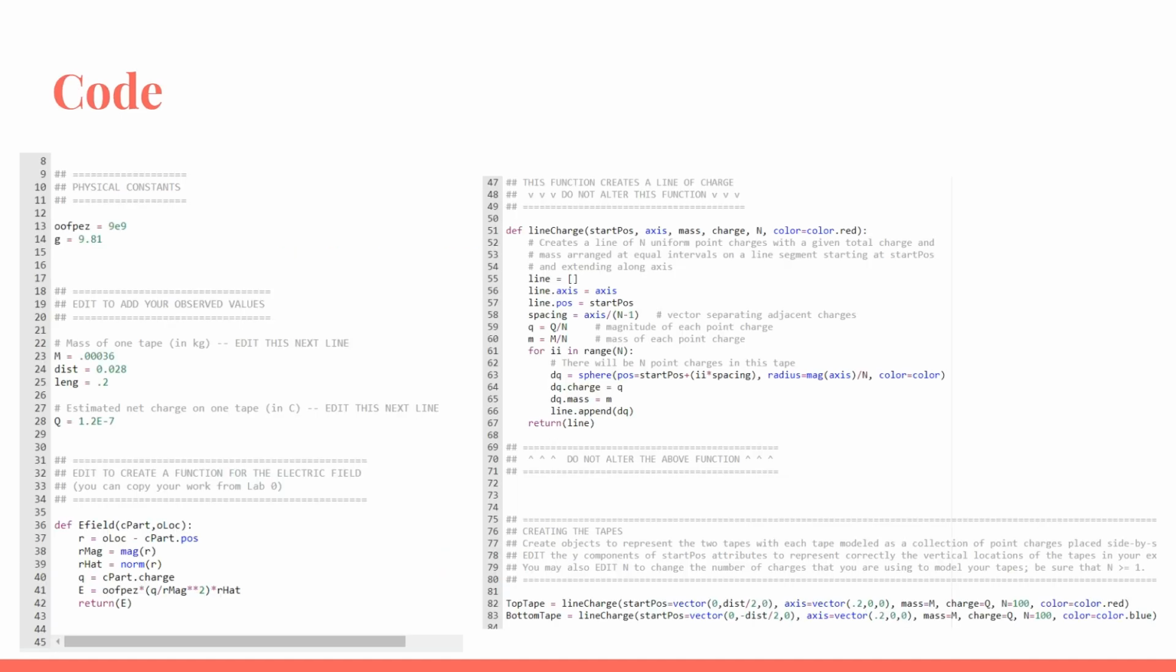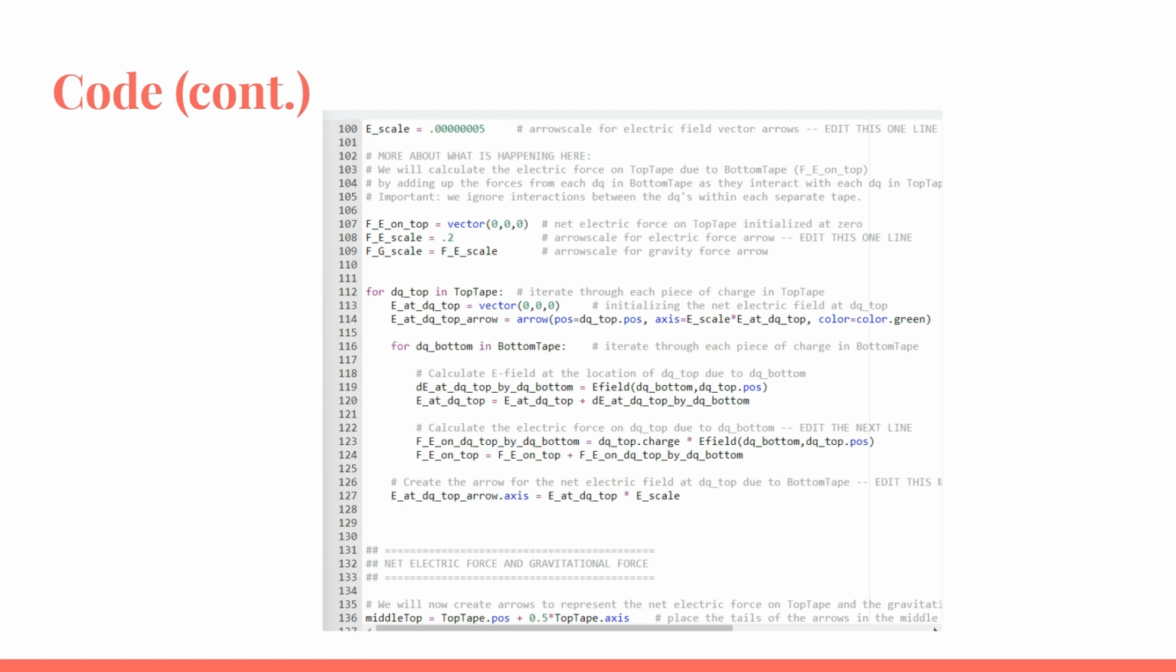So here's the code that I used. Starting at the top left, we have some constants and then the values we found from Lab 1. Then we defined our electric field, our line charge, as well as our top and bottom piece of tape. Continuing this, we set our scales for the electric field vector arrows, as well as the electric and gravity force arrows. And then finally, we found the different values of the electric forces and gravitational forces through these computer calculations.